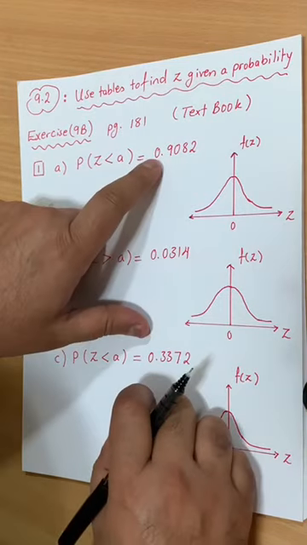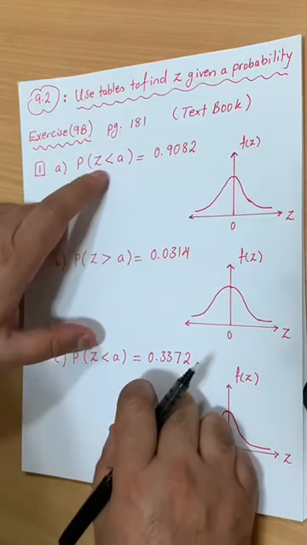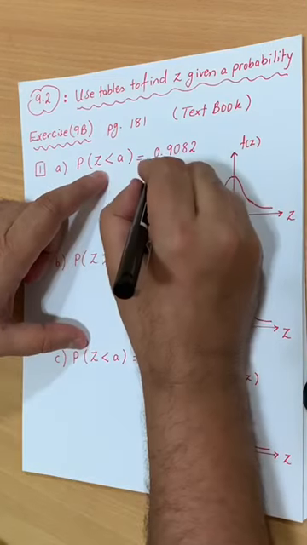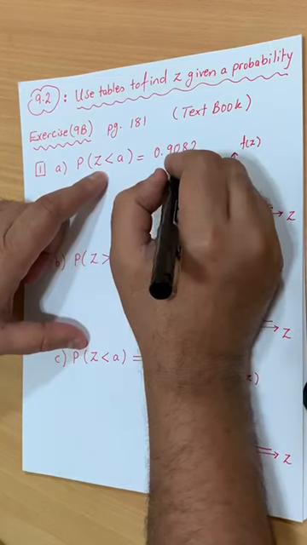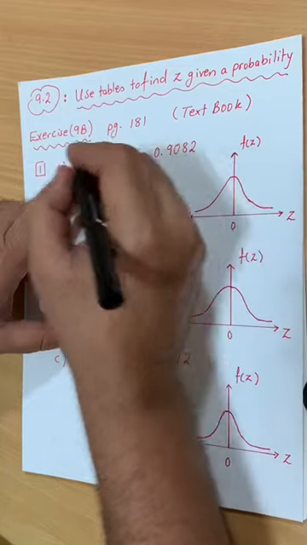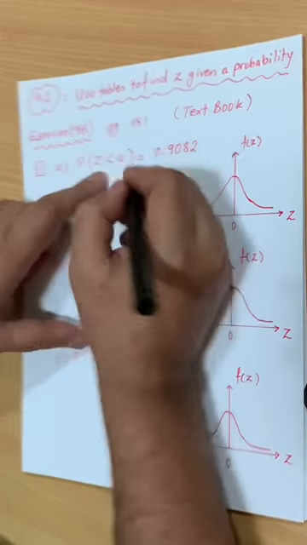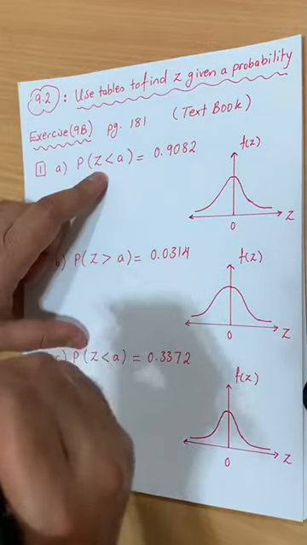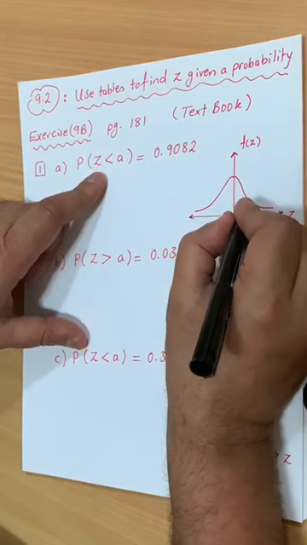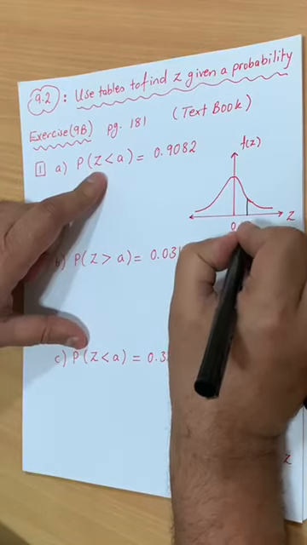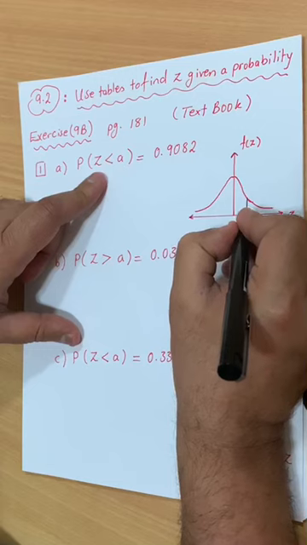Now 0.9082, this is less than A. If this value is more than 0.5, then A is positive. Why? Because less than positive is the table value. So A is supposed to be here, and you're talking about the left of this.